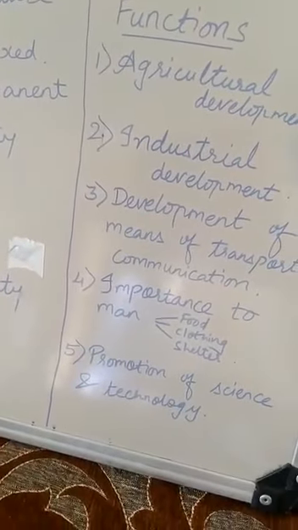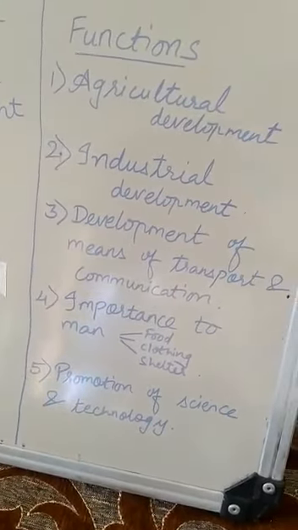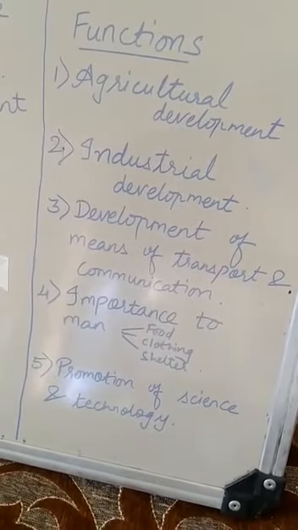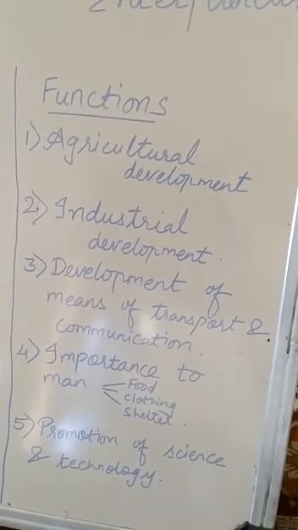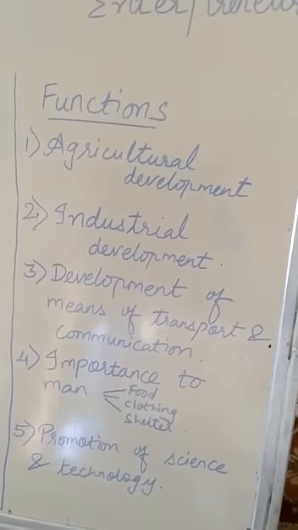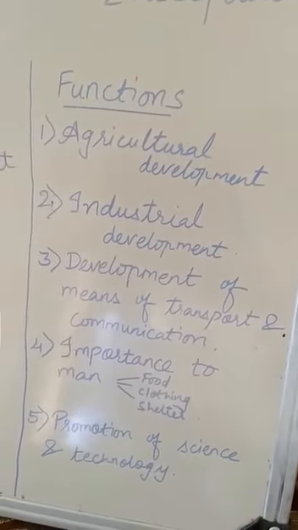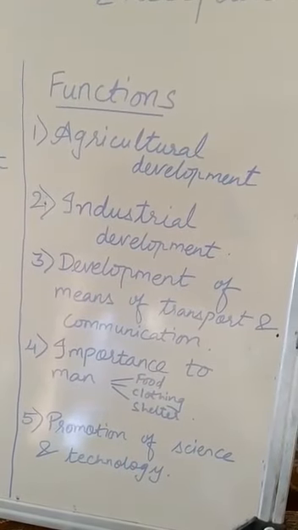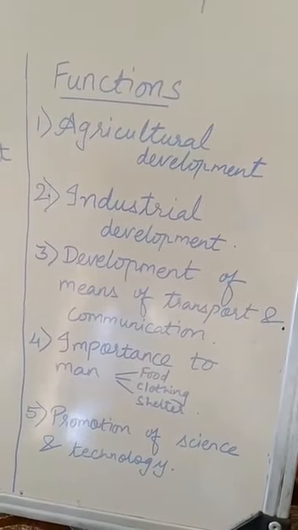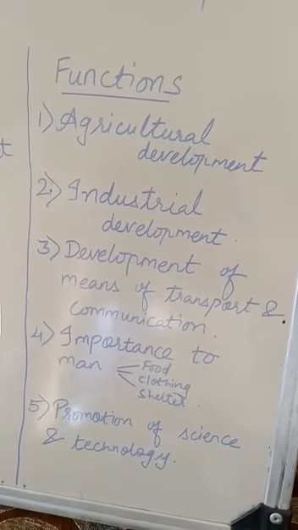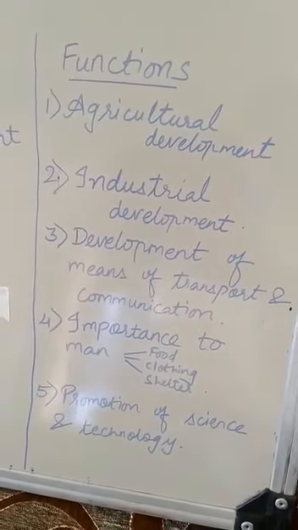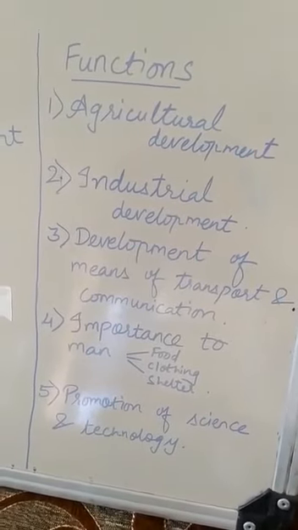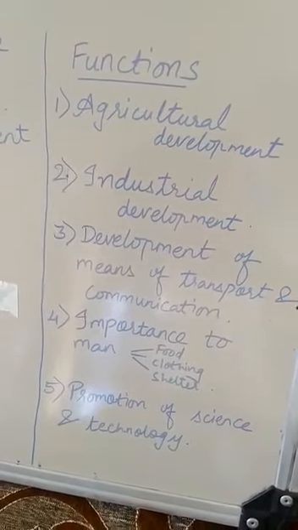Next is importance to man. Land is very important to man. The three main essentials of man are food, clothing, and shelter. And for that, land is very important. The food, from where do we get the food? We get it from the plants. Clothing, the natural fibers, what we have for clothes. That is, we have the cotton fiber, we have silk. From where do we get it? From the crops. Where do the crops grow? On the land.